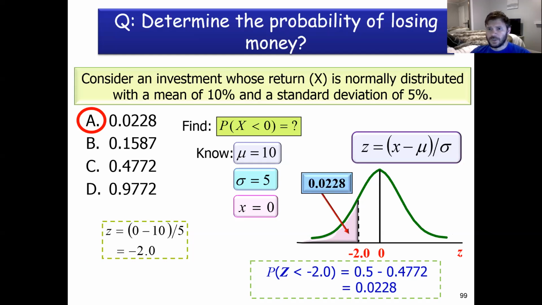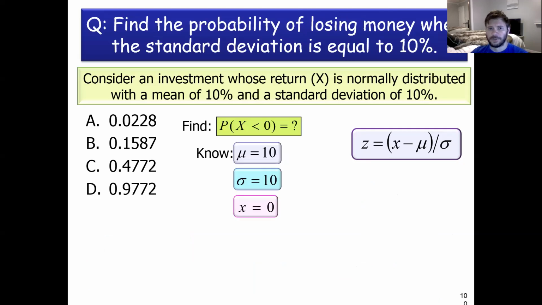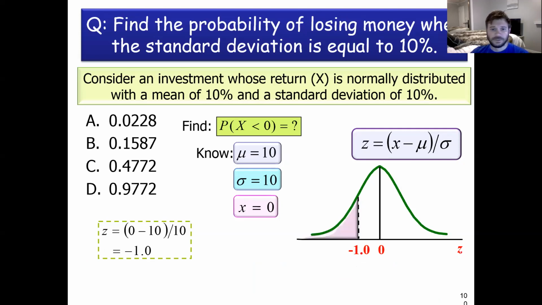Okay, next question asks, what is the probability of losing money when the standard deviation is instead equal to 10%? It's a very similar problem. We shifted the parameters a little bit. You'll notice if the standard deviation's at 10% now, our z value is only at -1 instead of at -2. So same problem, slightly different approach here in that we're going to use a -1 z value.